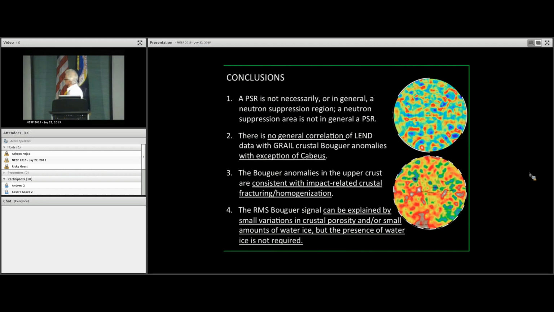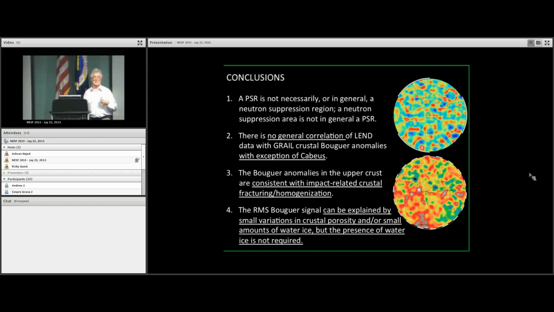So bottom line is that the conclusions are that we don't see anything in the PSR relationship to Lend is complicated, except we do know the PSRs collect the data. Okay, it doesn't mean to say they're the sources, and there is no general correlation with gravity, except that the crust is homogenized and all beaten up, and the Bouguer gravity field does show something for Cabeus as a possible explanation.